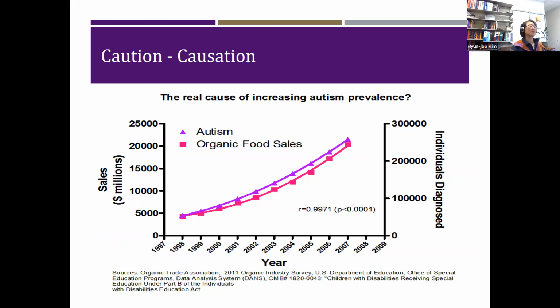This is the data set, and the x-axis is time. The purple triangle is autism. As time goes on, we're finding more and more autism. The pink square is organic food sales, and as time goes on, it goes up as well. Let's assume you're taking a linear regression between autism and organic food sales, because both trend upward.